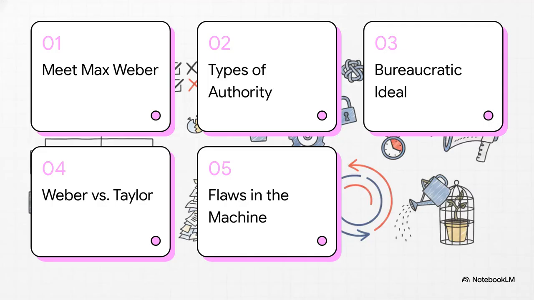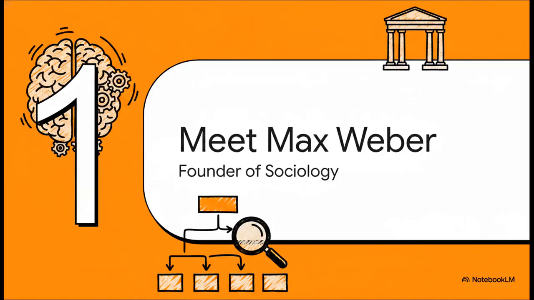Well, here is our roadmap to figure that out. First, we'll meet Max Weber. Then we'll explore his 3 types of authority, dissect the bureaucratic ideal, compare Weber versus Taylor, and finally look at the flaws in the machine. Let's dive in. Section 1.